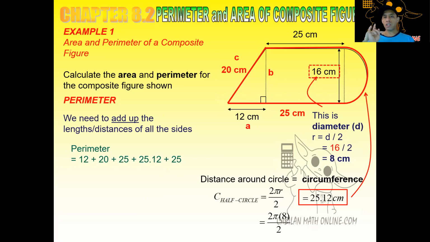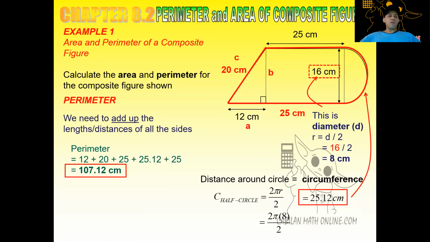And again, just as a reminder, you do not include the two lines that are inside, because that is not part of the outside of the shape. For perimeter, you're only looking at the distance around. So when we find the perimeter for that, it's going to be a total of 107.12 centimeters.